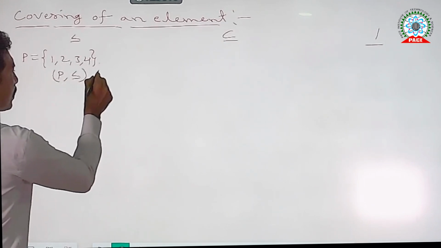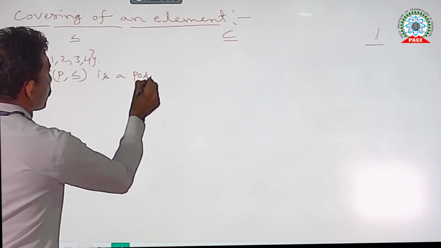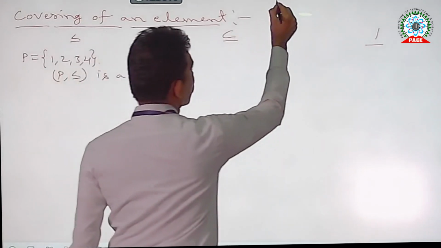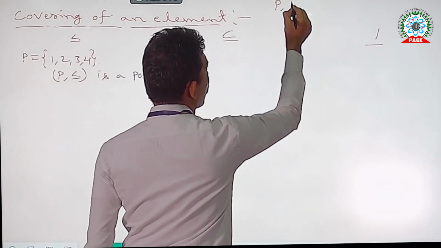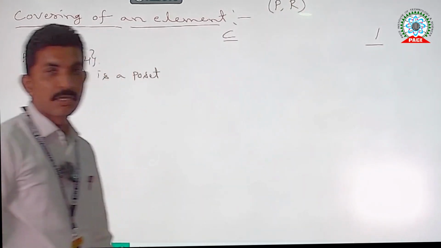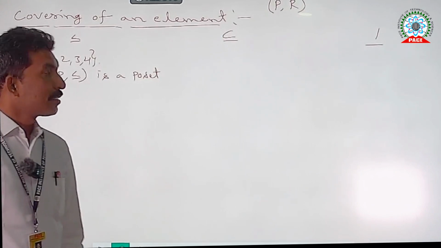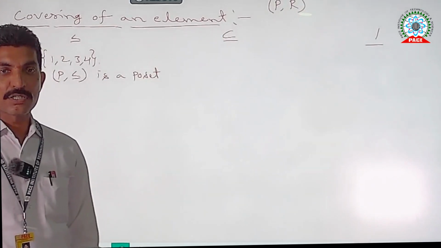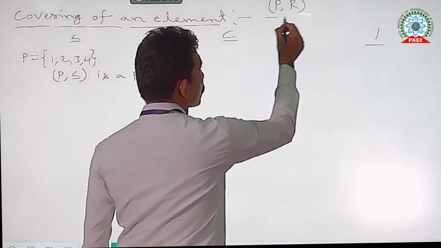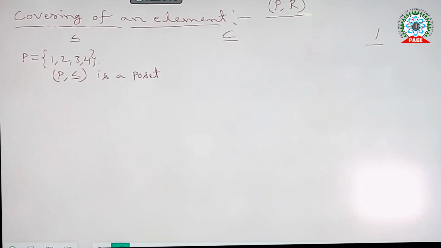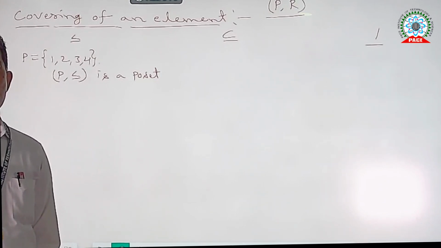So what is a poset? A poset means a set together with a partially ordered relation on that set is called a poset. This is the notation of the poset. So P is equal to 1, 2, 3, 4. Then P comma less than or equal to is a poset, which means here less than or equal to is reflexive, antisymmetric and transitive. Now covering of an element.